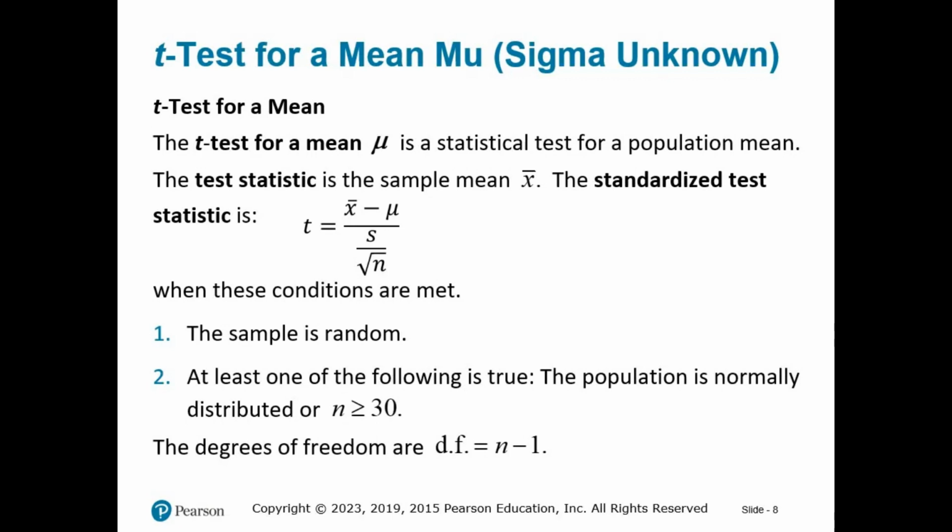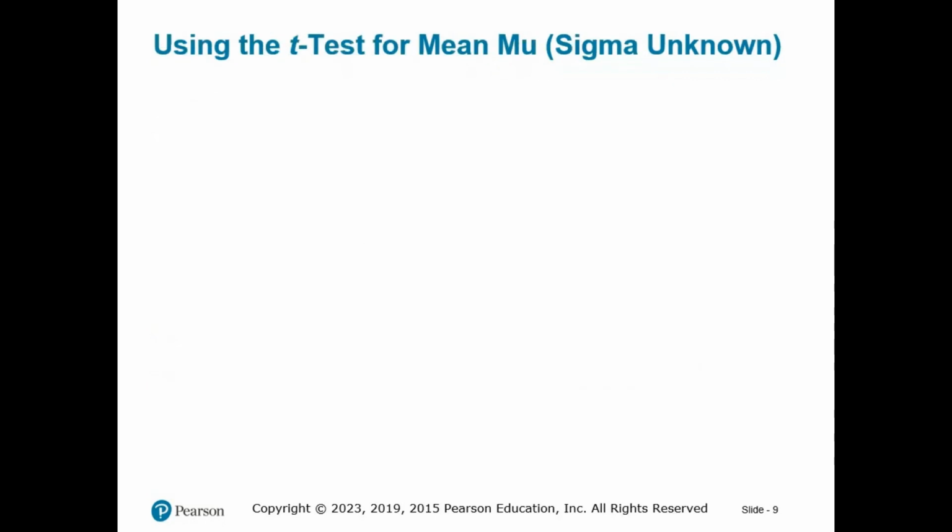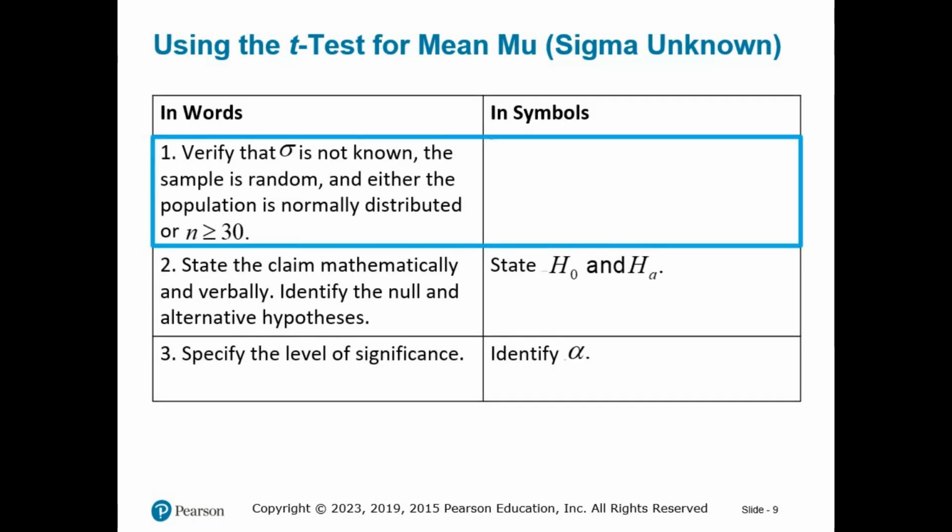So here are the steps for using a t-test for mean mu when sigma is not known. Very similar to the last section when we did the z-test, just adjusted slightly because sigma is not known. First of all, we want to verify that sigma is not known. They did not give us the population standard deviation. Then we want to check conditions. Is the sample random? Is the population normally distributed, or is the sample size greater than or equal to 30? If those check out, we move on to our next step.